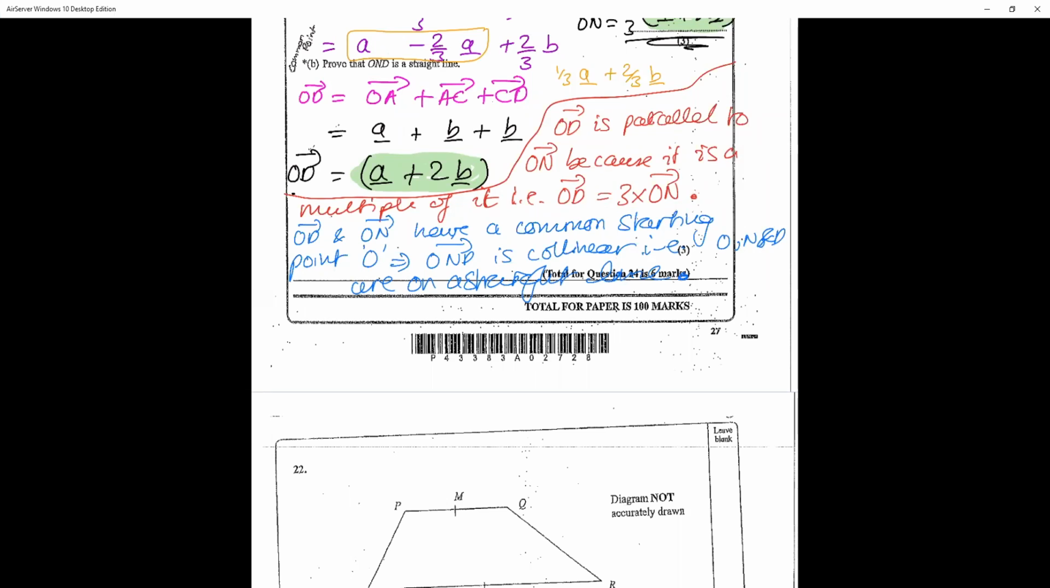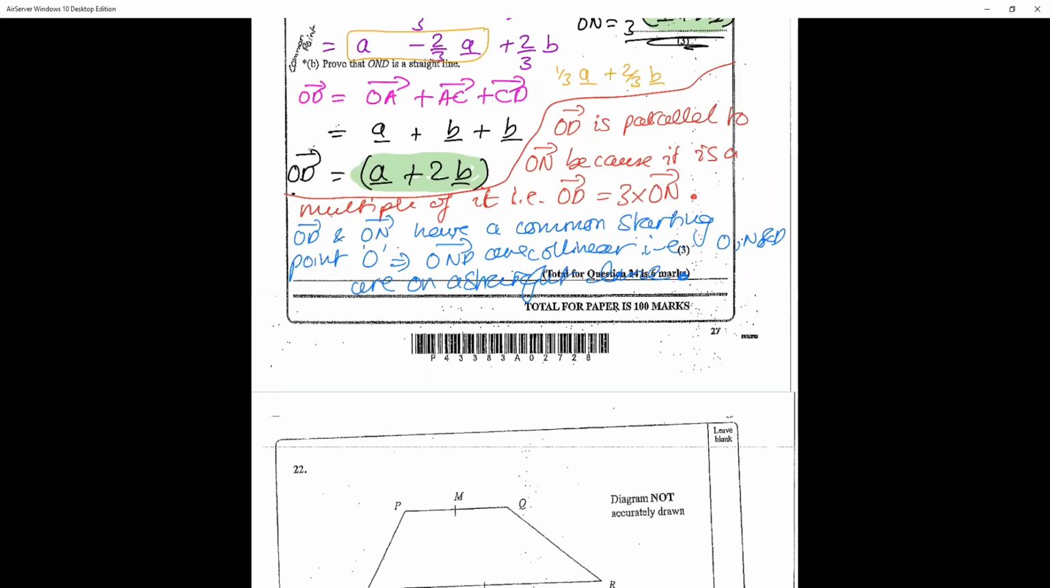Okay, done. So that was the extra layer that we needed to add. Number one, we had to prove that those two components are parallel. Number two, because they have a common starting point, that means O and D are collinear. So we talk about the points O, N, and D. It says O and D is a straight line. Okay, done. Are we happy with that?